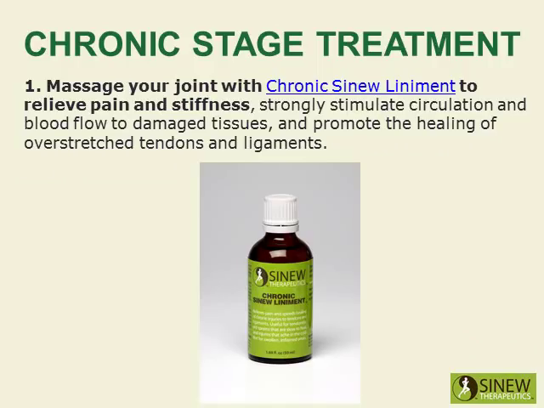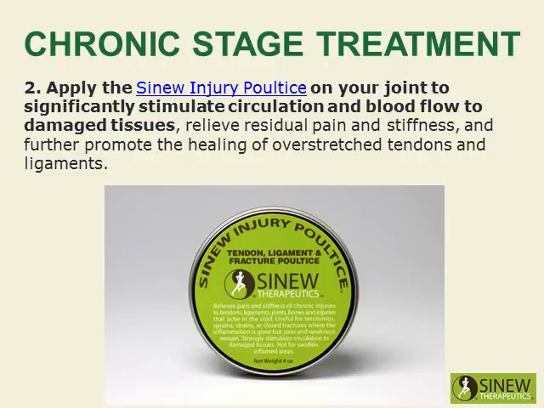Massage your joint with chronic sinew liniments to relieve pain and stiffness, strongly stimulate circulation and blood flow to damaged tissues, and promote the healing of overstretched tendons and ligaments. Apply the sinew injury poultice on your joint to significantly stimulate circulation and blood flow to damaged tissues, relieve residual pain and stiffness, and further promote the healing of overstretched tendons and ligaments.